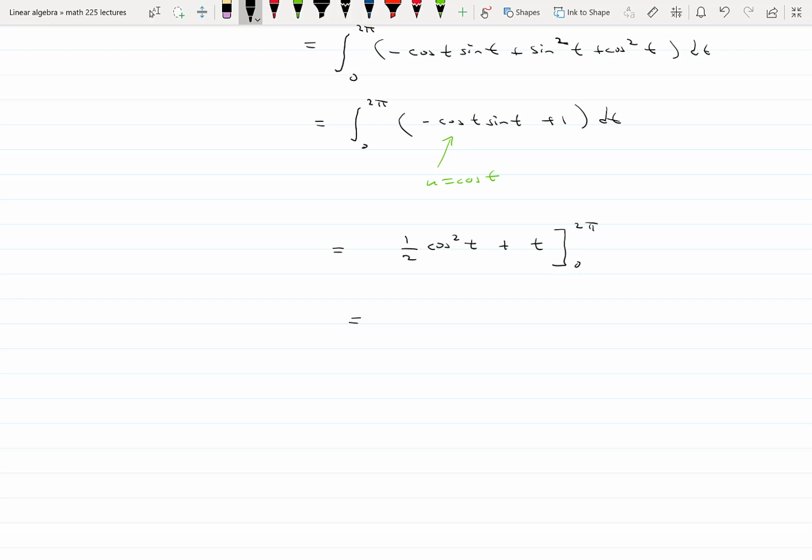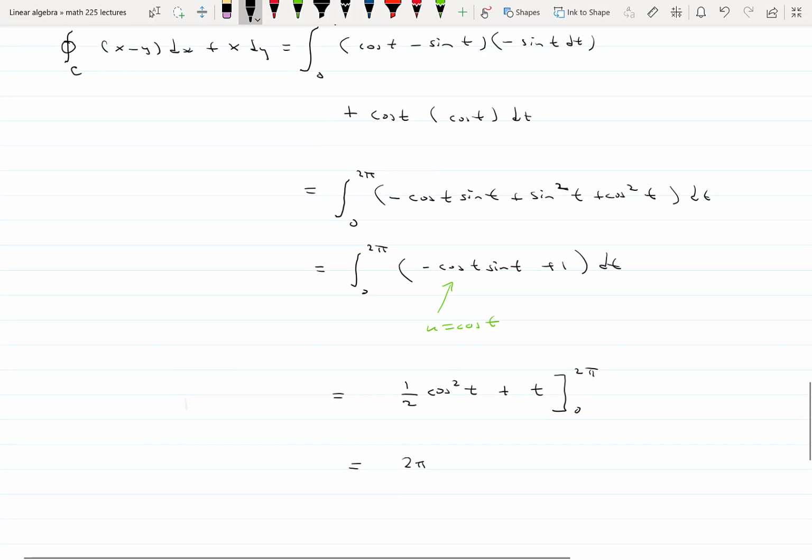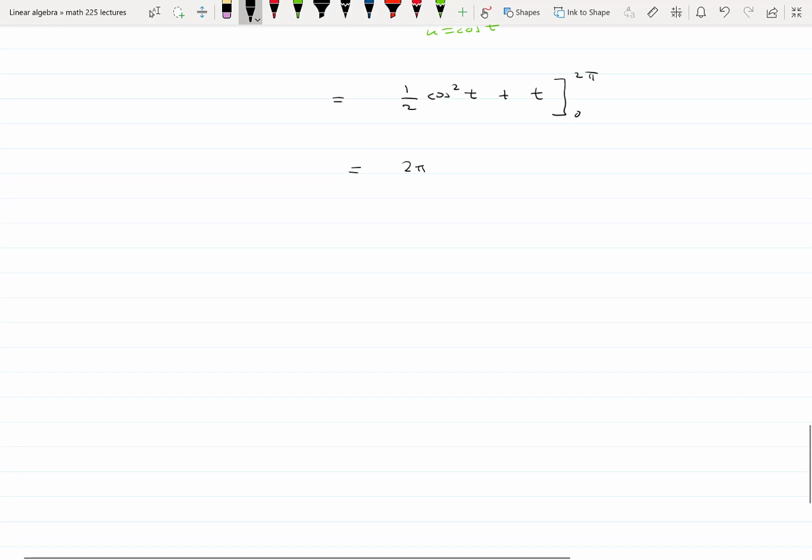Now at 2 pi and at 0, the cosines are equal. So cosine squared are equal. They're both equal to 1. When we subtract those, we get 0. So the only thing we're going to get is 2 pi when we substitute t equals 2 pi. Again, cosine squared of 2 pi is 1. Cosine squared of 0 is 1. So those subtract out. So the value of this integral is 2 pi. This wasn't bad. This could have been much worse if the line integral was more complicated.